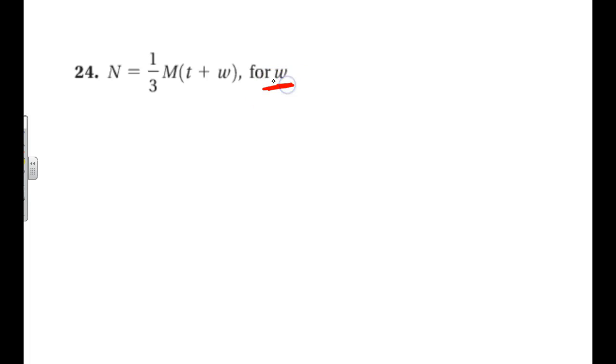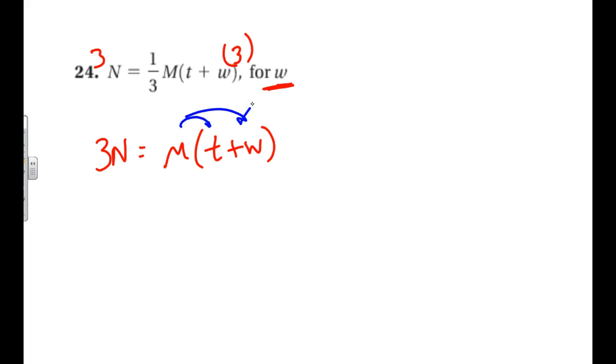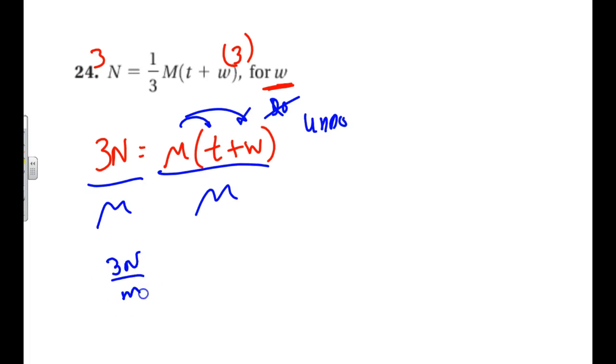Solving for w, I would undo the 1/3 by multiplying both sides by 3. So 3n is equal to m t plus w. To solve for w, again, students are so used to doing the distributive property, but remember that's doing. Stop doing when you're solving. You don't want to do, you want to undo. So I would not distribute the m. Instead, I would encourage you to divide both sides by m. And then solving for w, I would subtract off the t.